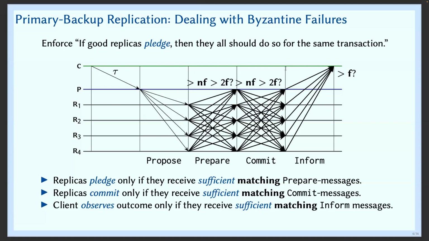What does R4 observe once it reaches committed? One sentence. What does R4 observe? All the replicas are locked. Now, if the client at this point gets the same messages as R4, what does the client observe?